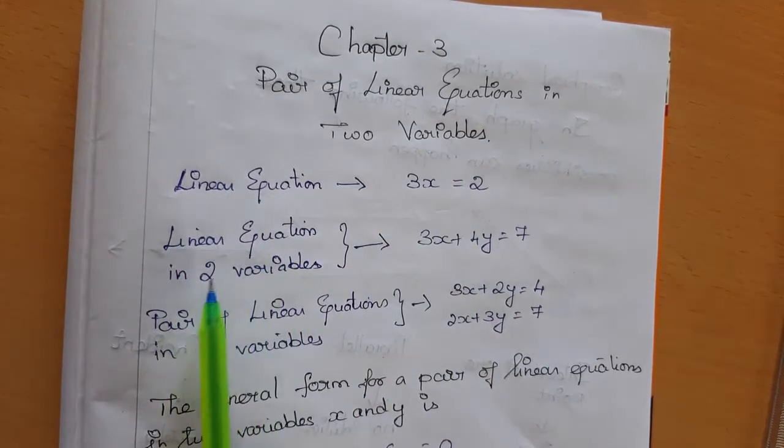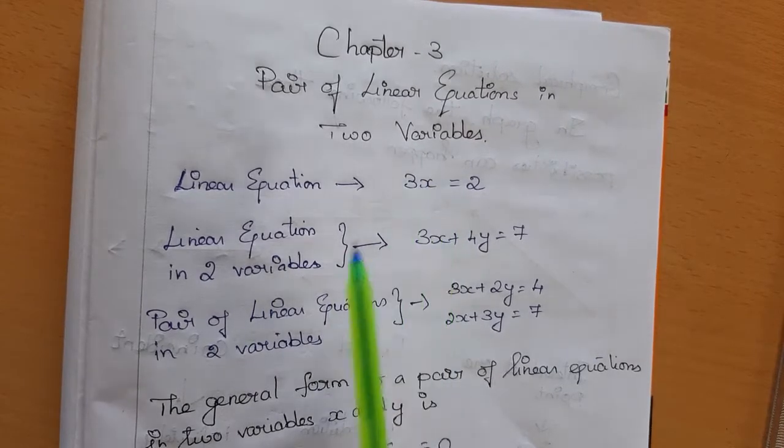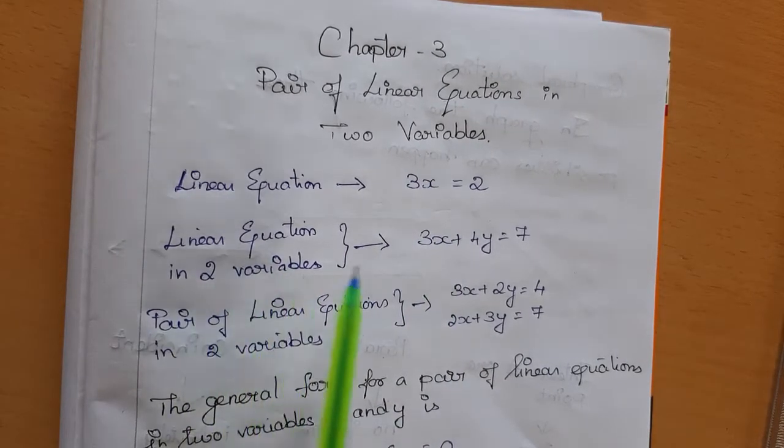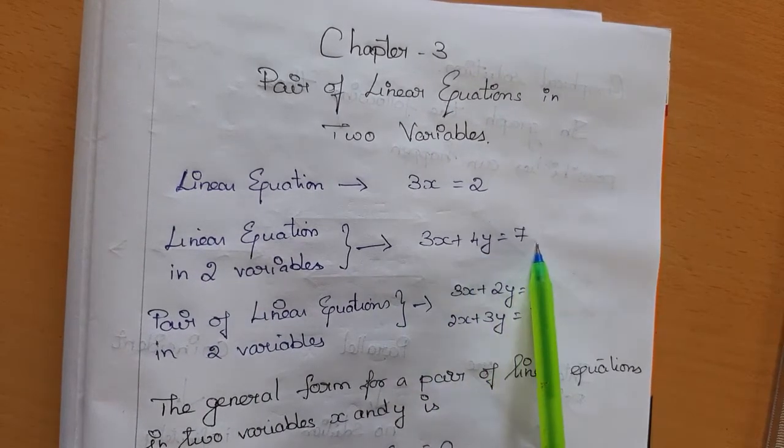The linear equation in two variables. Here you can note that there is only one variable. Here is the linear equation in two variables. I am adding one more variable y: 3x + 4y = 7.